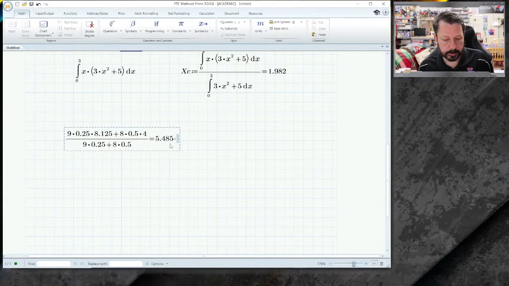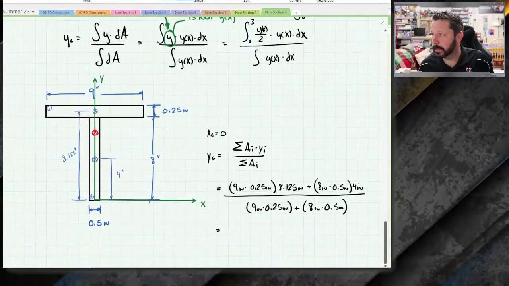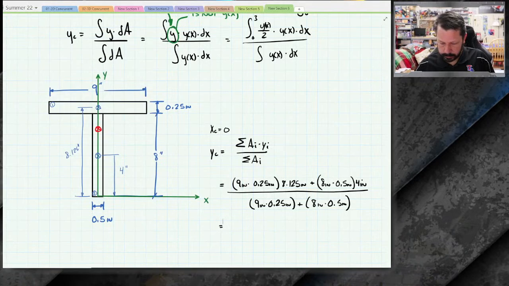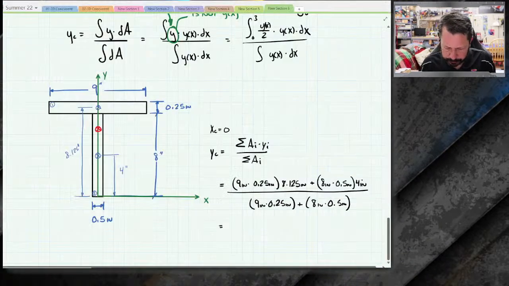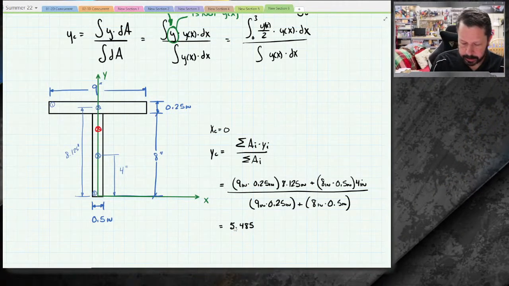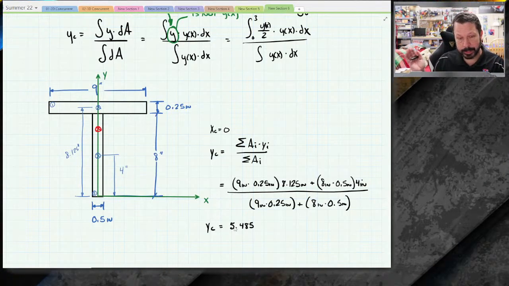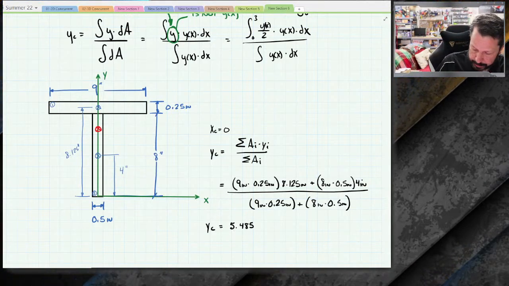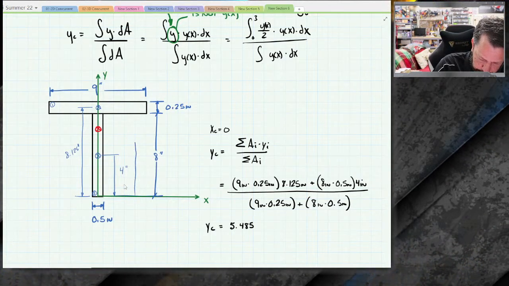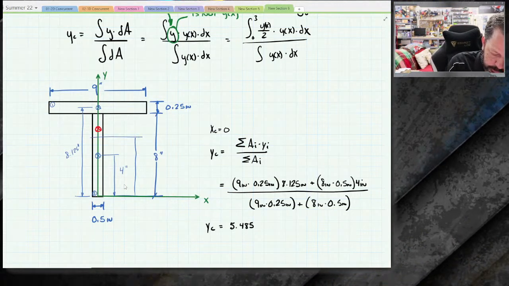5.485. And those would be inches in the units. So let's get this back where it was. Somewhere there. 5.485. So what that says is that if I measure from that same reference, the same reference that I measured all the other things from, I go up 5.5 inches. So 1, 2, 3, 4, 5.5. So I was a little off. It says that the centroid for it is right there.